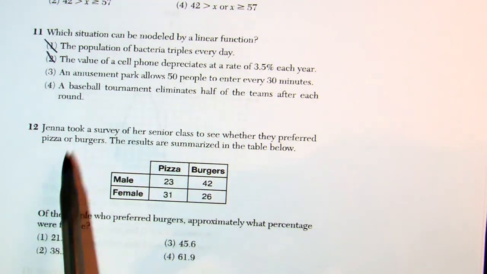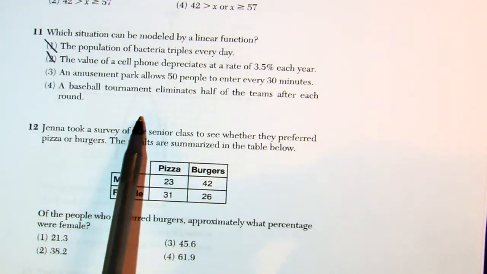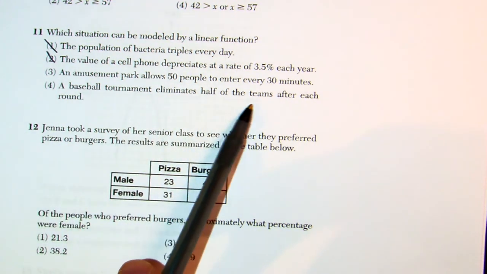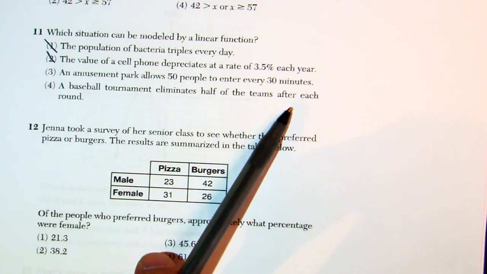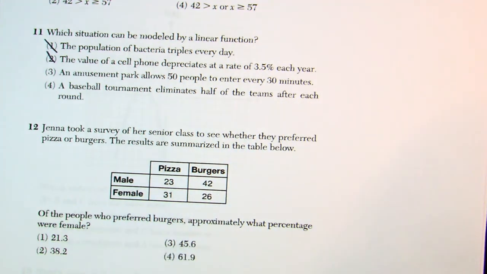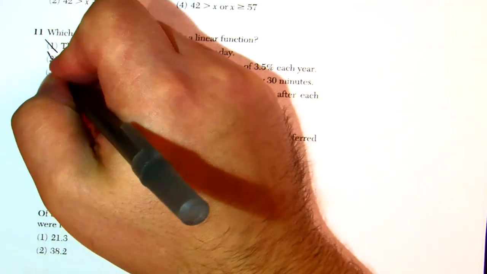So since I'm adding 50 each time, that's probably going to be my answer. Let's see, choice 4. It says a baseball tournament eliminates half of the teams after each round. So that means you're dividing by 2 each time. So I'm dividing. That is not linear. So we know it is choice 3.